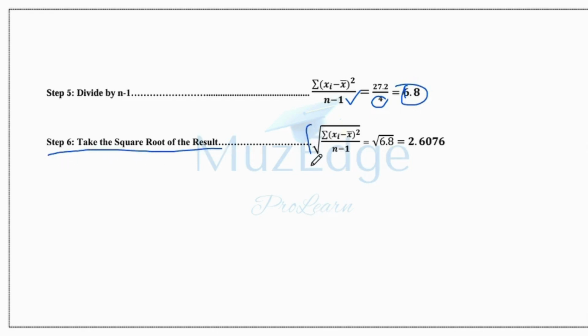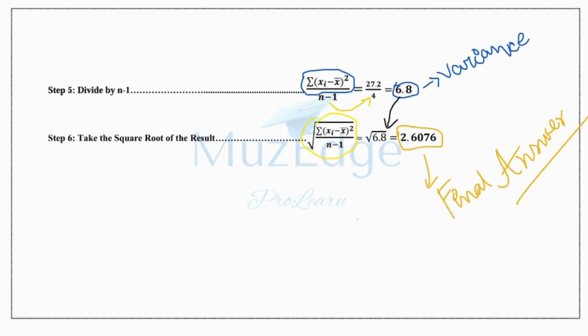Step 6. Finding the standard deviation. To get the standard deviation, we now take the square root of the variance. The square root of 6.8 is approximately 2.6076, so our sample standard deviation is 2.6076.